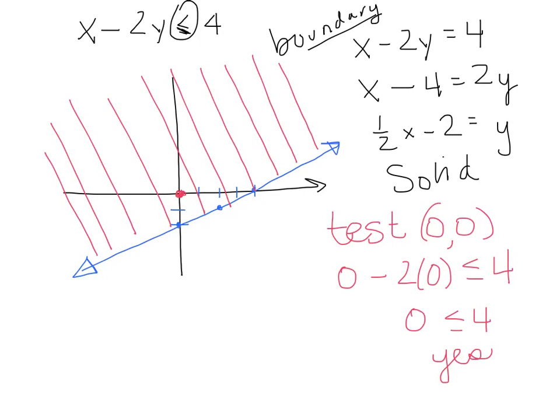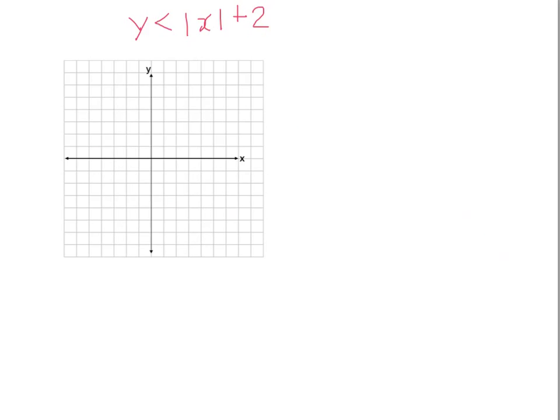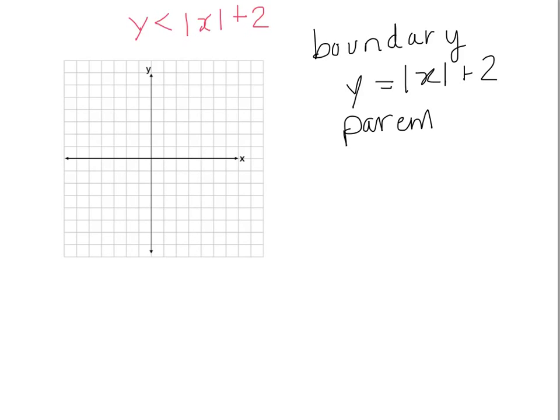Okay? All right. Let's try to graph an absolute value inequality. And again, the same thing applies though. We're going to start by graphing the boundary. Okay, so the boundary is when you use an equal sign. Okay, y is equal to the absolute value of x plus 2. And we know how to graph this because we know the parent function is just absolute value of x. And we know that's a V shape with this point right here at 0, 0. And we know the plus 2 means to take this whole thing up 2 units.